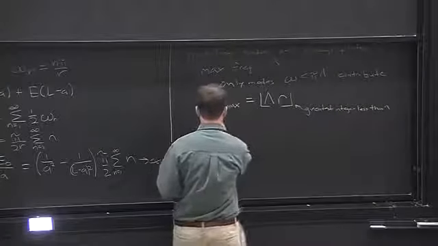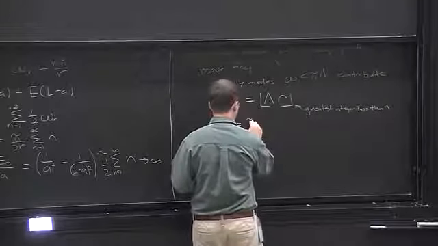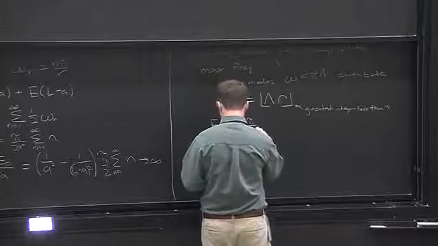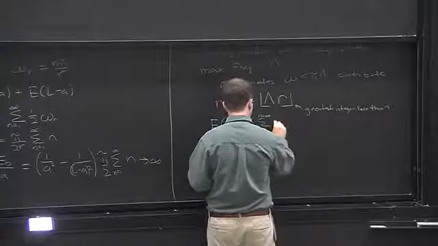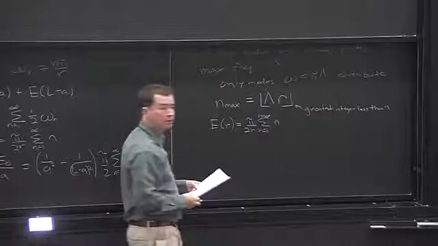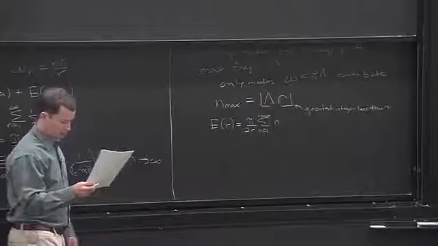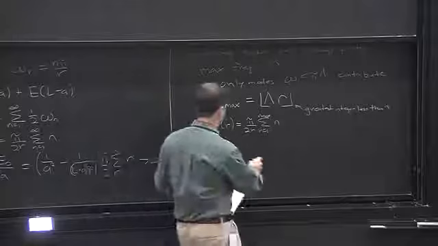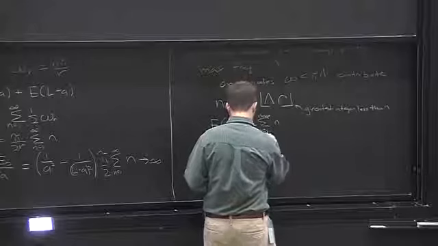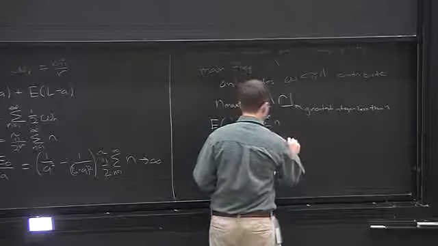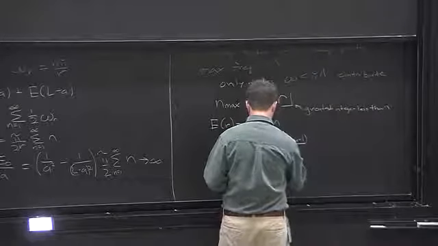And in that case, E of R becomes pi over 2R, sum from n equals 1 to n max, and n max taking this value. And so this is a finite sum, which we can evaluate. Pi over 2R times n max times n max plus 1 over 2.